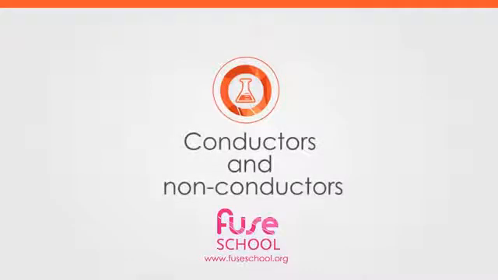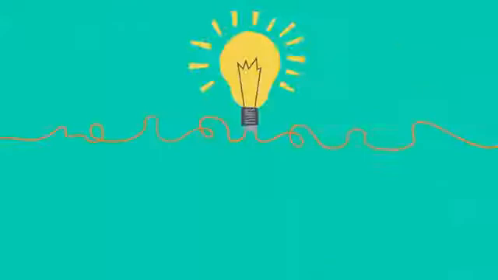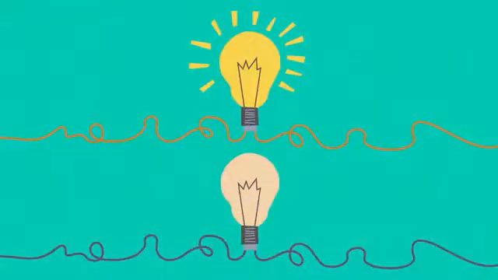In this video we're going to learn about the differences between chemical structures of a conductor and a non-conductor. This will be used to explain why different solids do and do not conduct electricity. Metallic solids are called conductors.